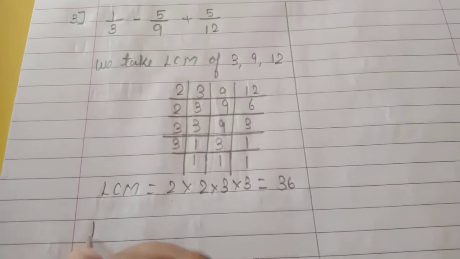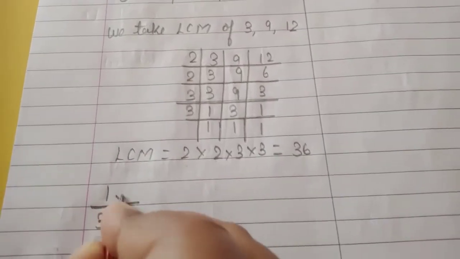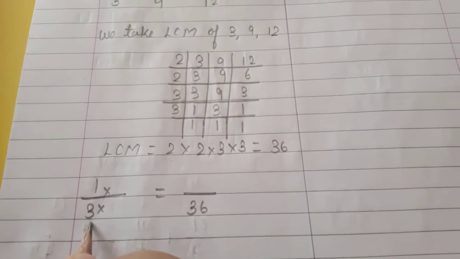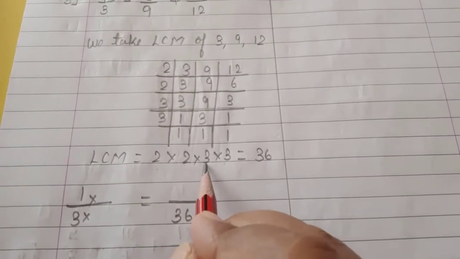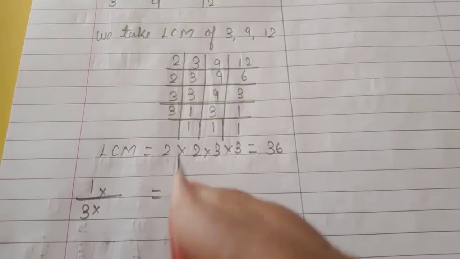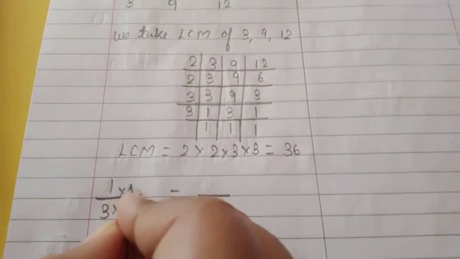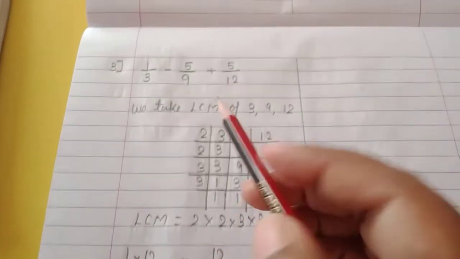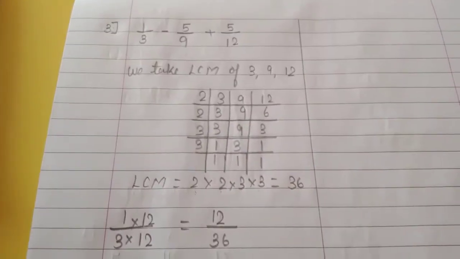So the first fraction is 1 upon 3. So we want denominator 36. So with 3 what will we multiply? 3 is there. So 3 2s are 6. 6 2s are 12. So we will multiply 12. In the numerator also the same 12. So 1 12 is 12. So the next fraction is 5 upon 9.